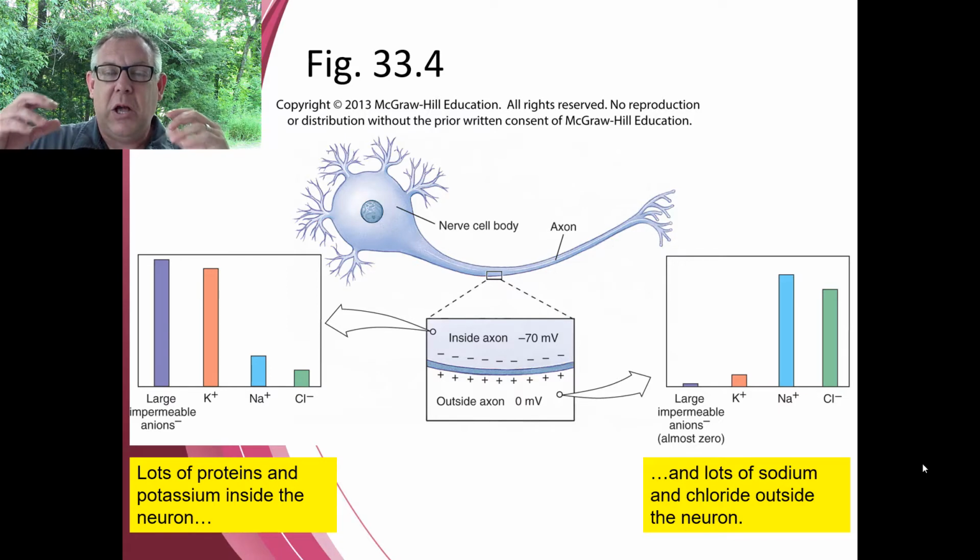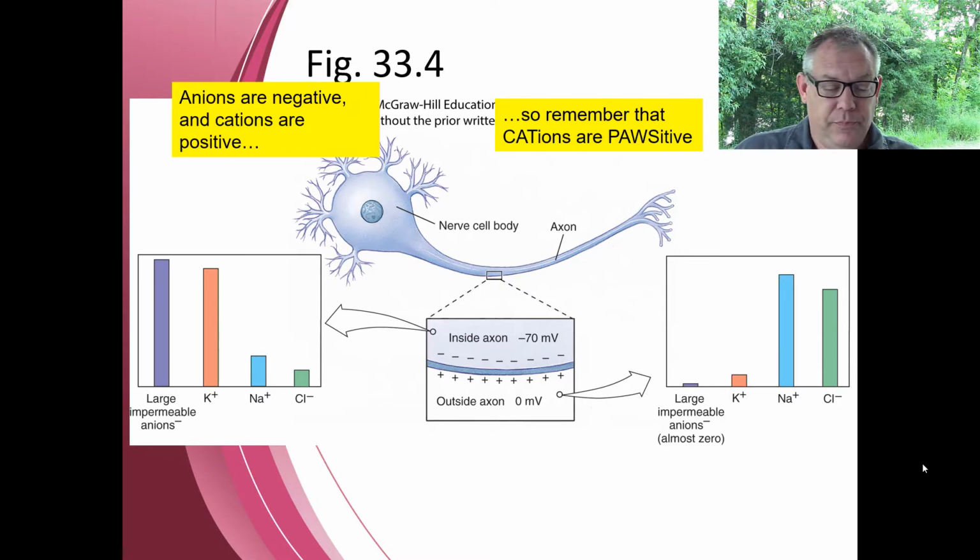Anyway, because of all the relative numbers of these ions, the net effect is the inside of the neuron is negative relative to the outside. All right. Now, side note, again, it shows here the anions have a negative charge and the cations have a positive charge. So the way I remember this is cations have positive, right? Like a cat has paws. So take it or leave it.